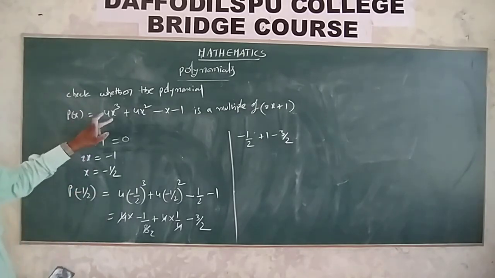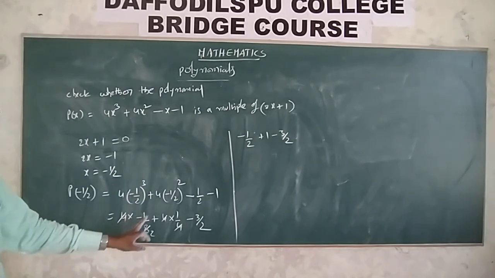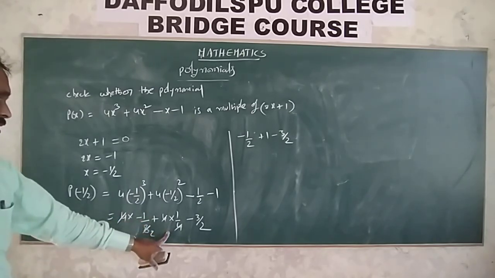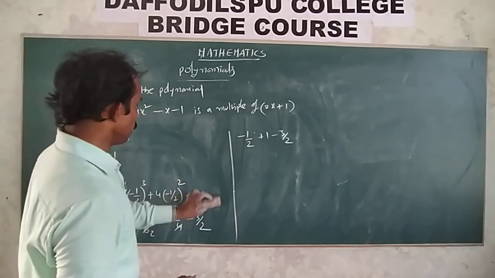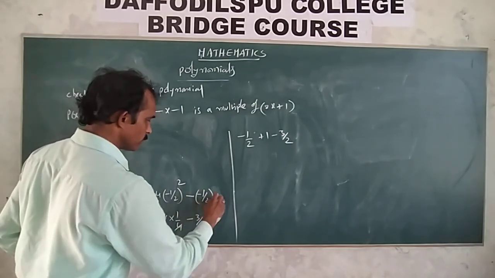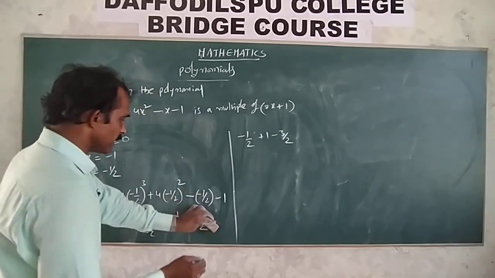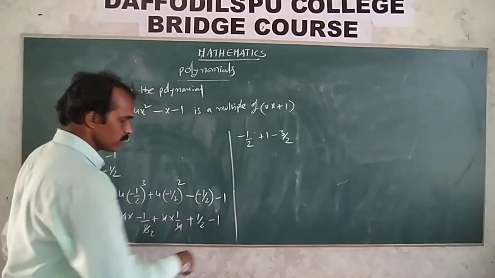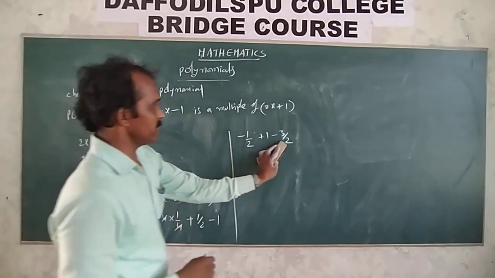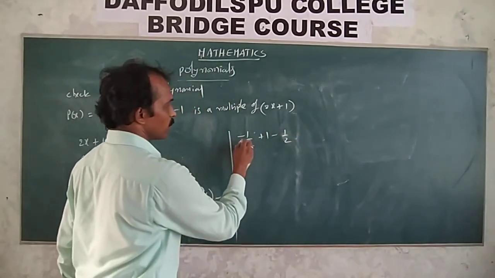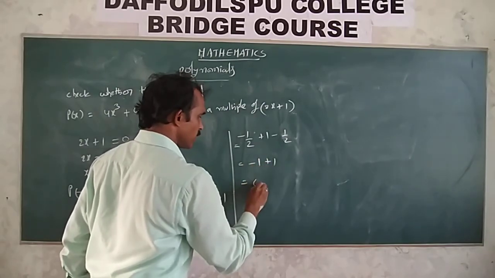Okay, 4x cube, minus 1 by 2 whole cube, minus 8. This is minus. So this is plus whole square. In place of x take minus 1 by 2. Minus into minus is plus 1 by 2 minus 1. Next minus 1 plus 1 by 2. Minus 1 by 2. This is minus 1 by 2. Therefore, minus 1 by 2 minus 1 by 2 minus 1 plus 1 is equal to 0.